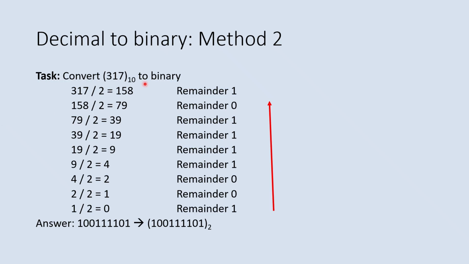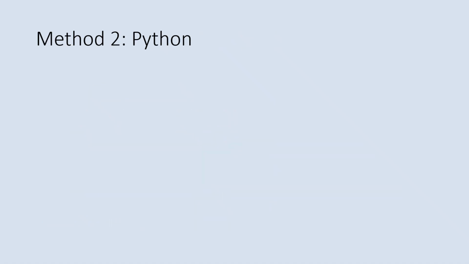Okay, so what do we have to keep track of? We need to keep track of repeatedly dividing by 2 until we get down to 0. We need the whole number part of that division, and we need the remainder from that division. So to do this in Python, let's write a function.